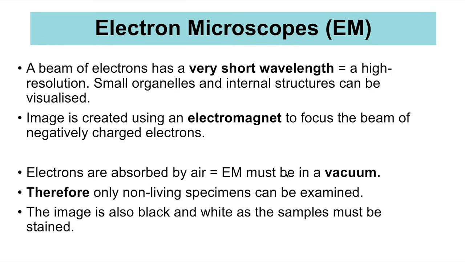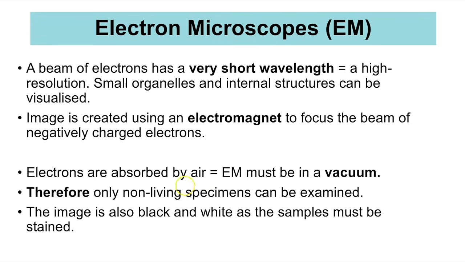The image is created by condensing that beam of electrons into a really fine beam, and that is using an electromagnet. That is what focuses the beam of those negatively charged electrons. Now, electrons are absorbed by air, and this is why when you're using an electron microscope, it has to be a vacuum, so there's no air present. You've just got your specimen there.